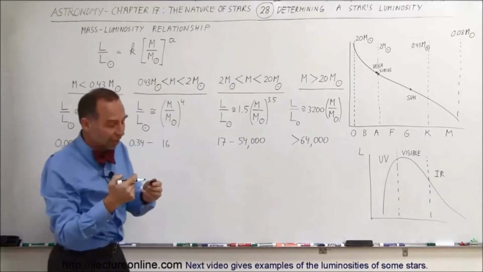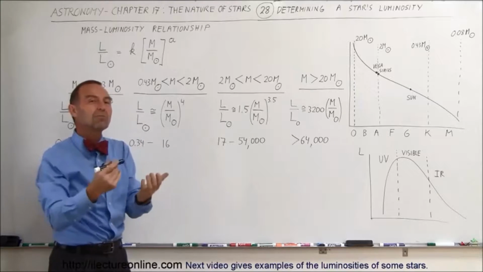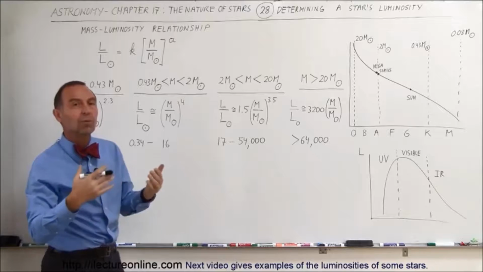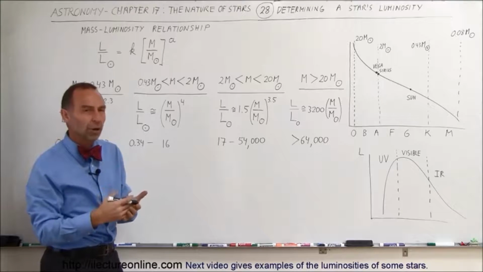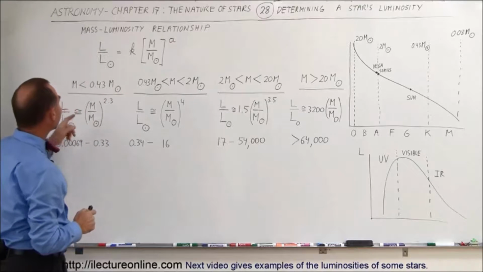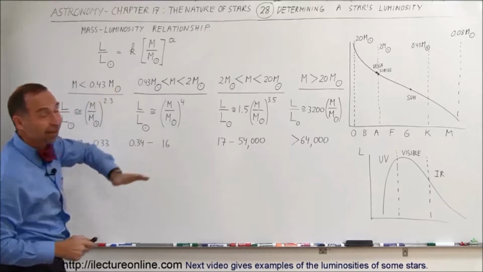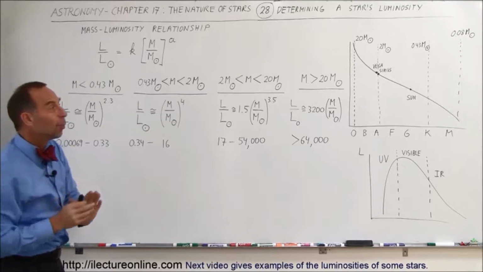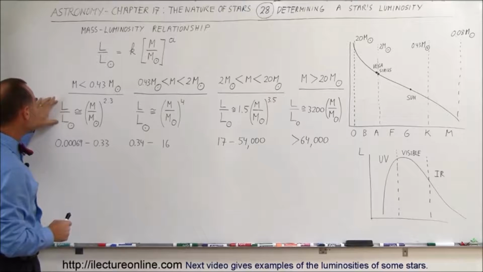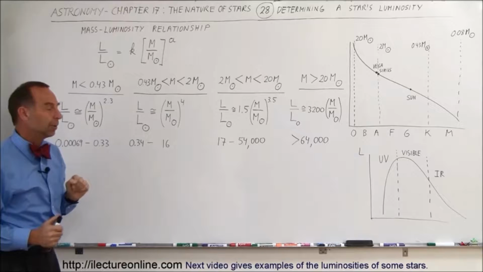Any star smaller than that will not produce enough pressure at the center of the star to get the temperature up to 10 million degrees Kelvin to get nuclear fusion started, and then it becomes what we call a failed star or a brown dwarf where no nuclear fusion takes place. So in the case when the mass of the star is less than 0.43 times the mass of the sun, of course, and greater than 0.08 times the mass of the sun, the equation is that the ratio of the luminosity is equal to the ratio of the mass raised to the 2.3 power.